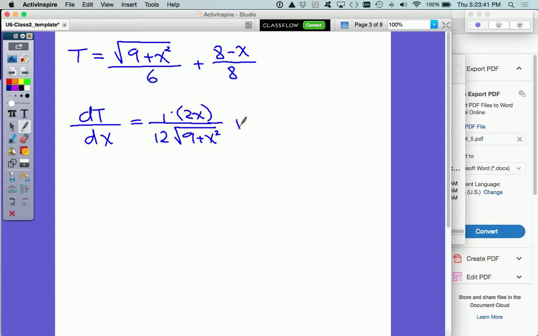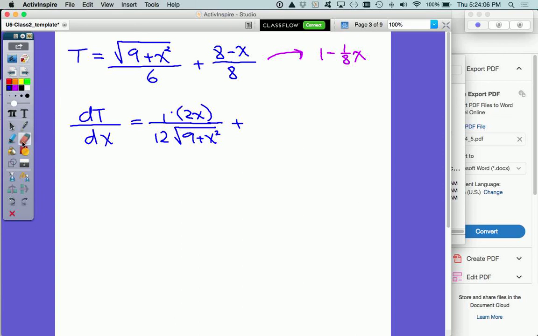And here, well, I think I would choose to think about this 8 minus x over 8 as being 1 minus x over 8. 1 minus 1/8 x. That's much easier to differentiate. The derivative of 1, of course, is 0. The derivative of minus 1/8 x is just minus 1/8.